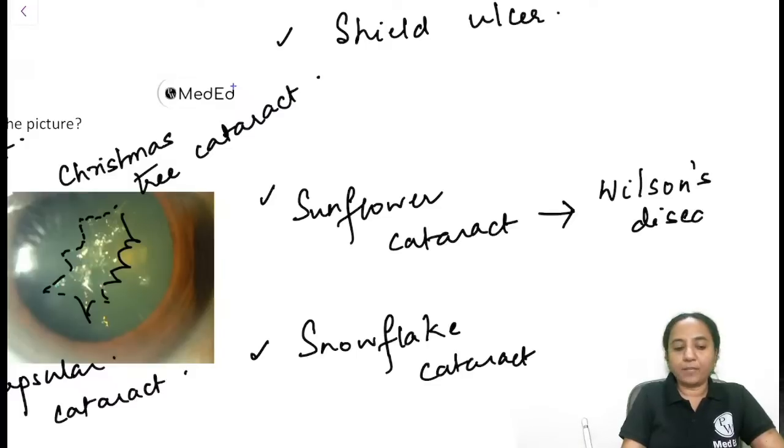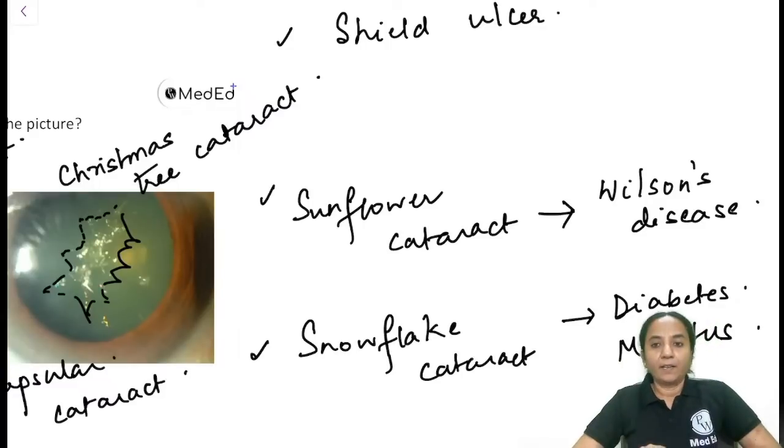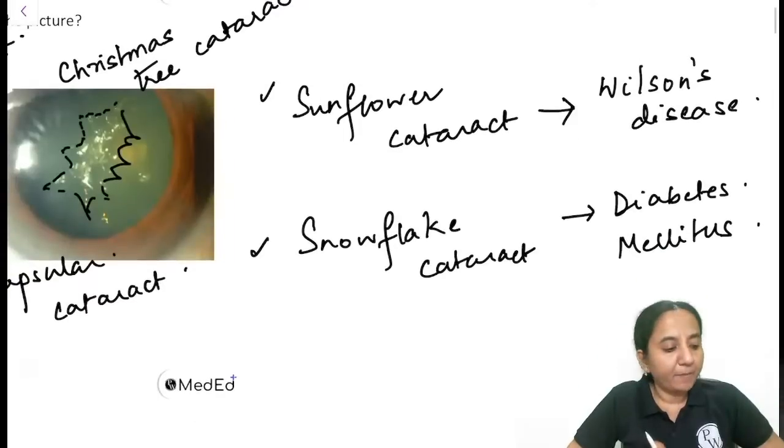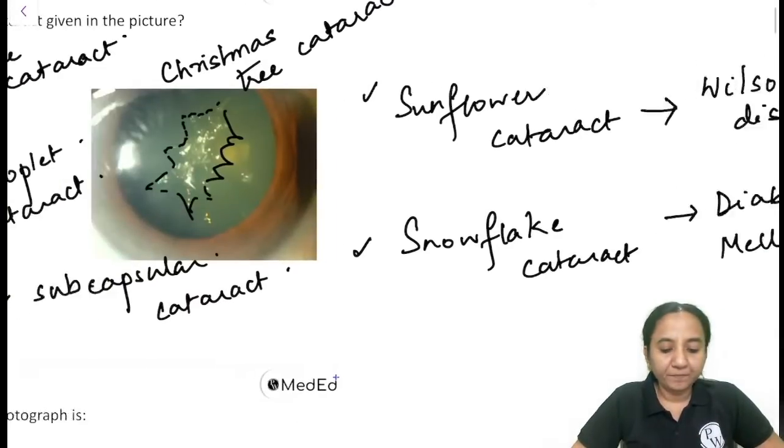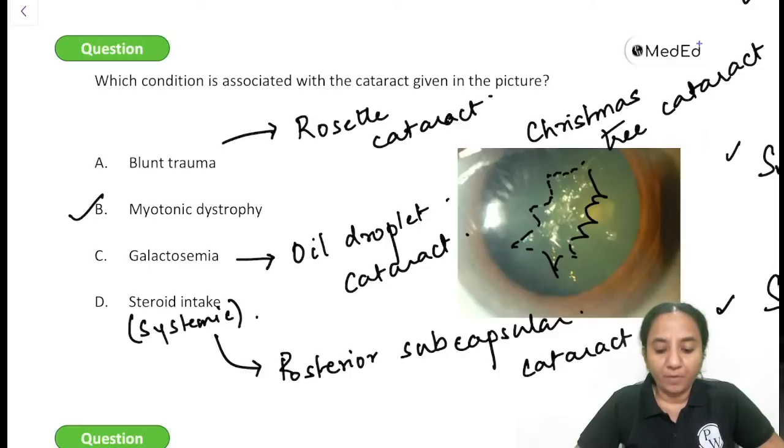And snowflake cataract is typically described where? It is typically described in diabetes mellitus. Good. Correct. Okay, so another whole set of one-liners associated with this one question.